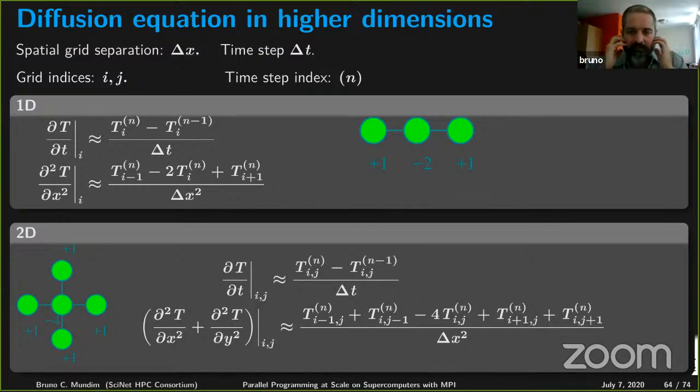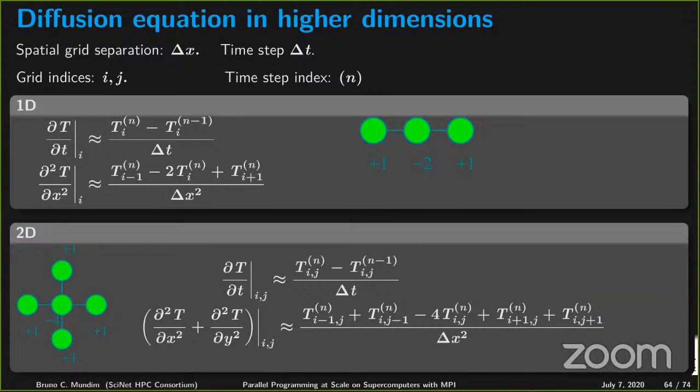So is it clearer? Yeah, I think so. I'm making my way through bit by bit. I guess my second question is what you just last mentioned, the communication of the guard cells.